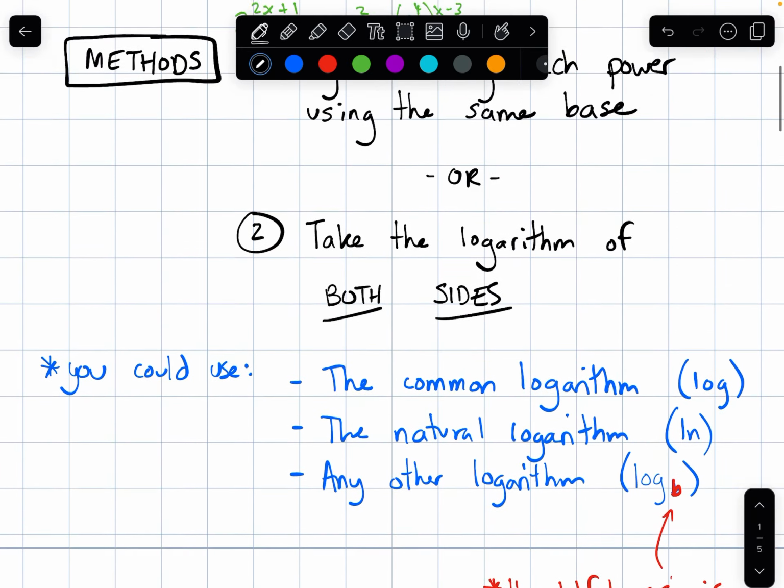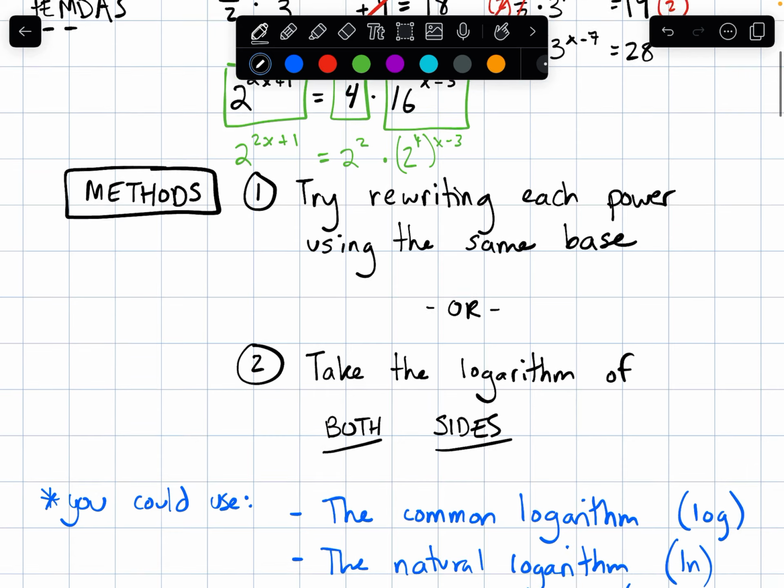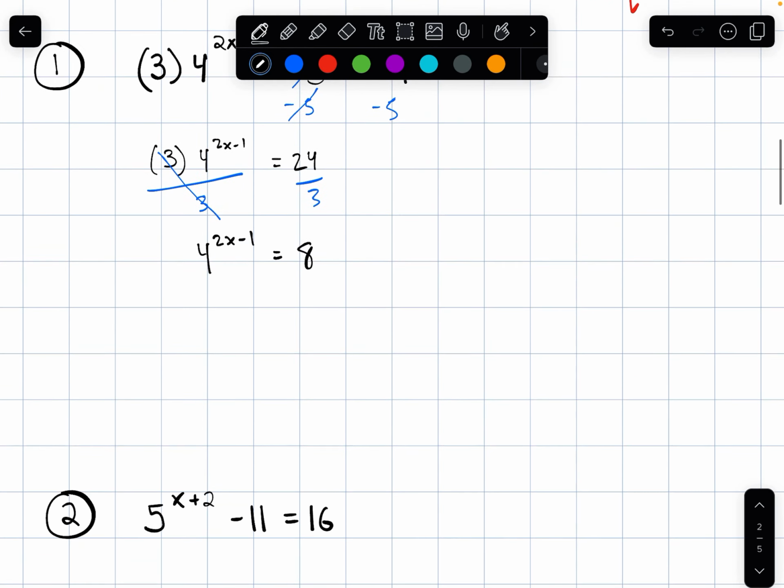All right, so now the question is, which method do I use? Well, I could try to write each power using the same base, and that is a method that actually works out well for me in this problem. All right, I can rewrite the 4 as 2 squared. I still have the 2x minus 1, and I can rewrite the 8 as 2 cubed. All right, so now I can see that I have the same base of 2.